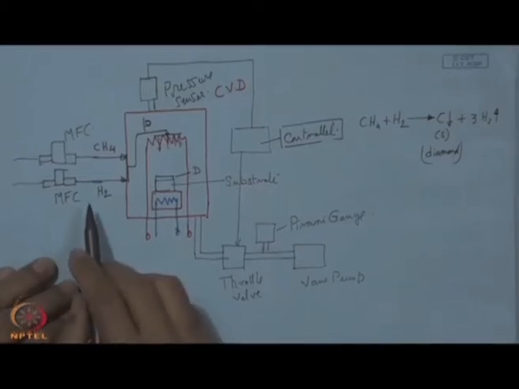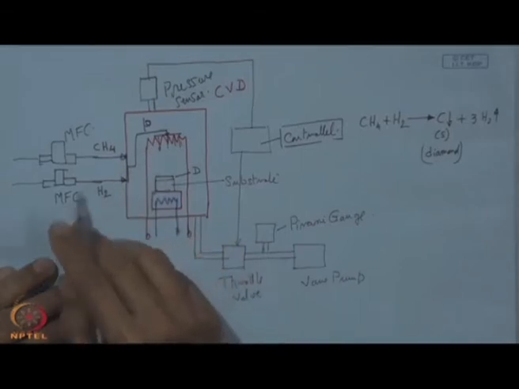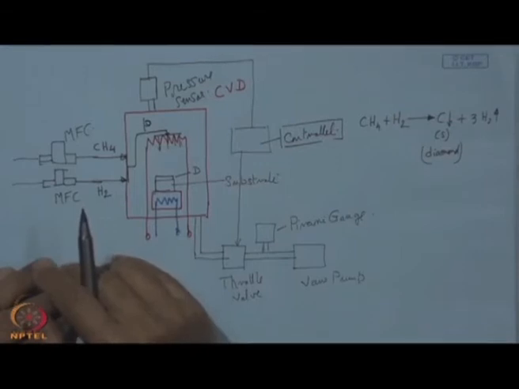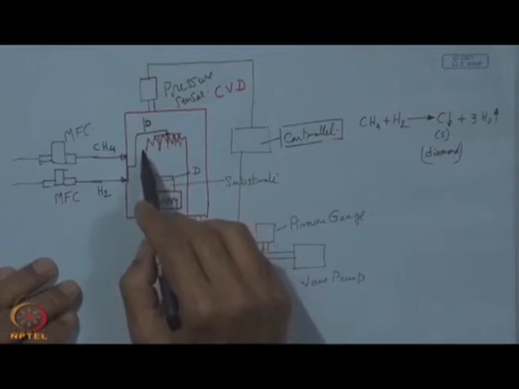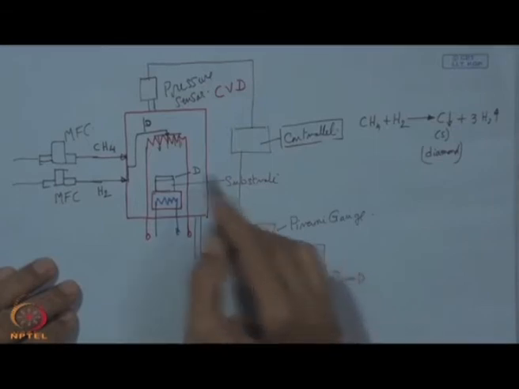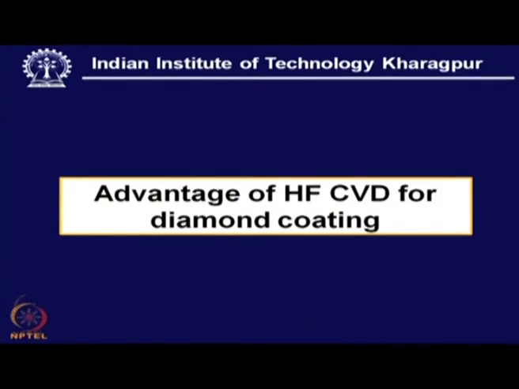The advantages are that it is very simple to monitor, and more importantly that the filament can be tuned to the geometrical requirement of a substrate. It can be a turning tool, it can be a milling cutter, it can be a drill, and accordingly this filament, which is made of tantalum or tungsten, can be given a particular geometry according to the need, and this side you have the controller. So, these are the advantages of hot filament CVD.